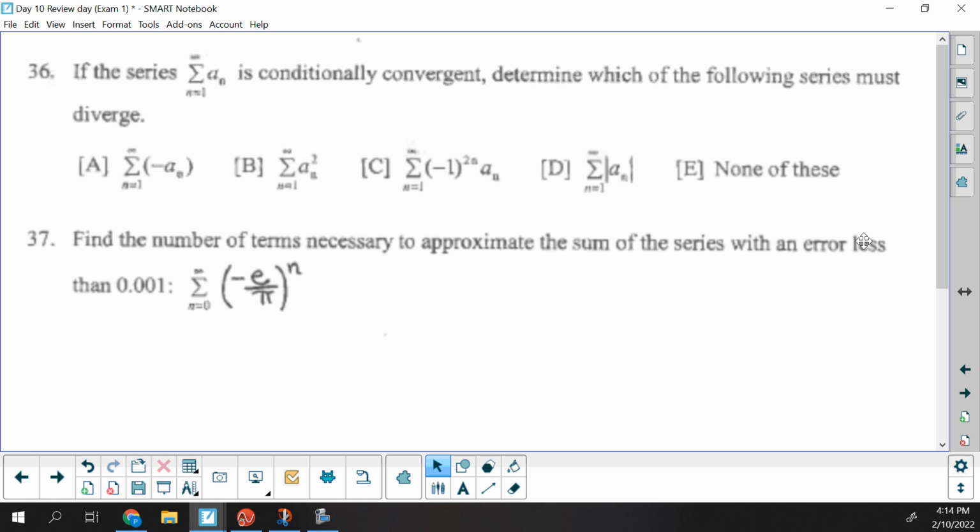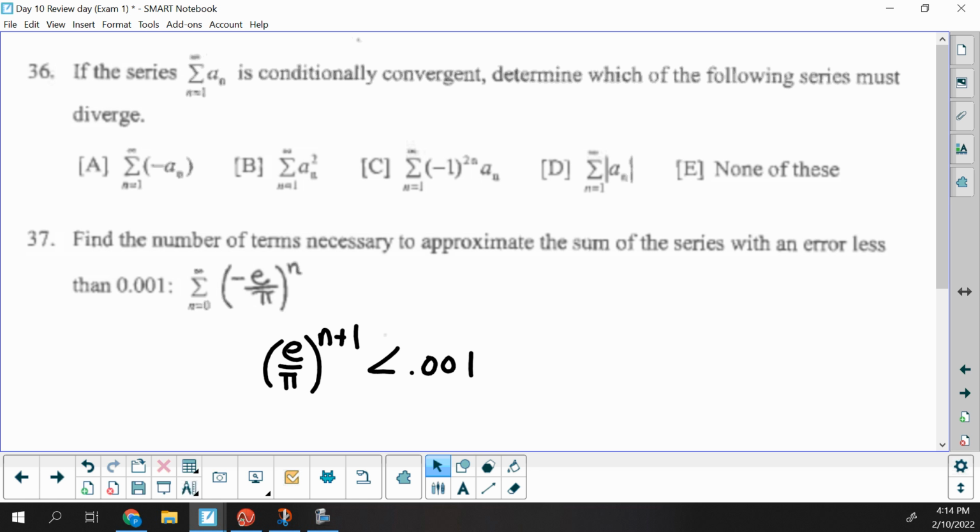With alternating series error, we always just do the next term. So we put n plus 1 where the n's are. We don't care about the negative because the a_n is really the absolute value of it. So what we want to know is e over pi to the n plus 1, because that means the next term. We want that to be less than 0.001.